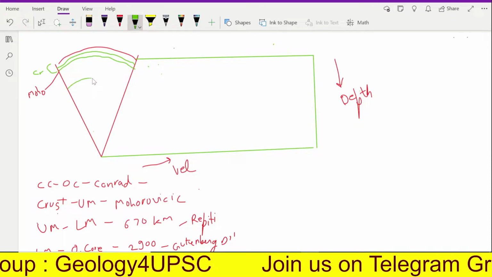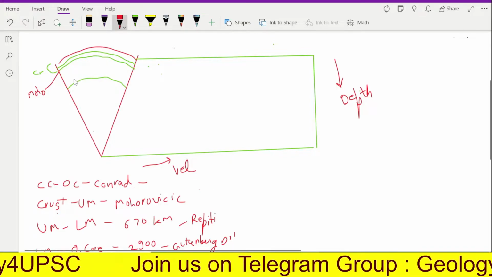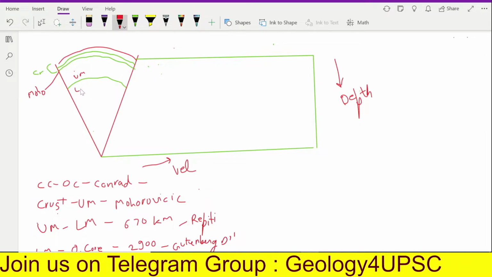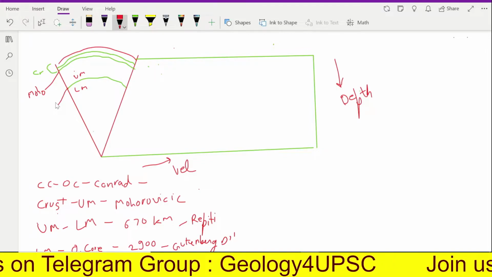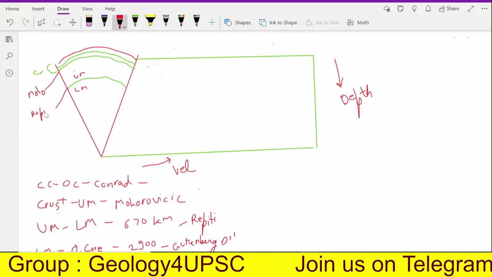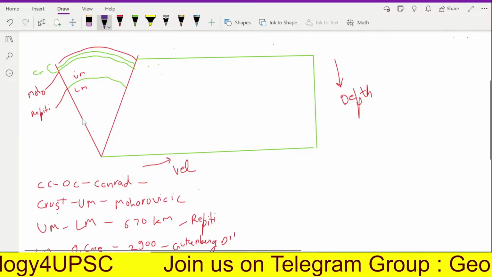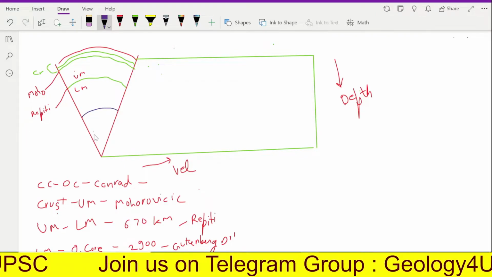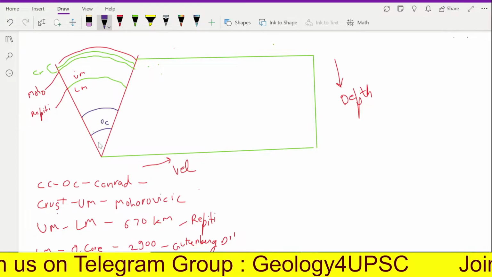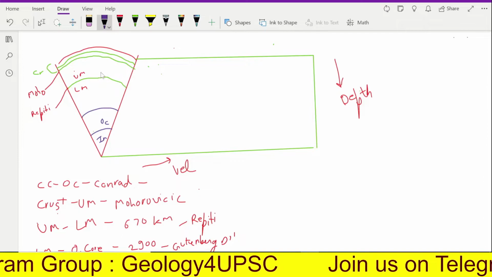So we'll have our upper mantle, this is your lower mantle, and so on. Then again extend it further. We have the outer core, we have the inner core. What is this?